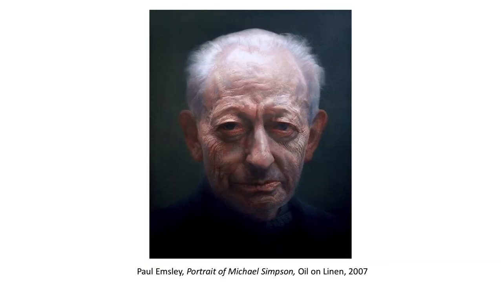Some artists even limit their palette to derive their colors using only black. So for instance, this painting by Paul Emsley used only Mars violet, blue, black, and white to achieve his BP Portrait Award winning painting that he called Michael Simpson.